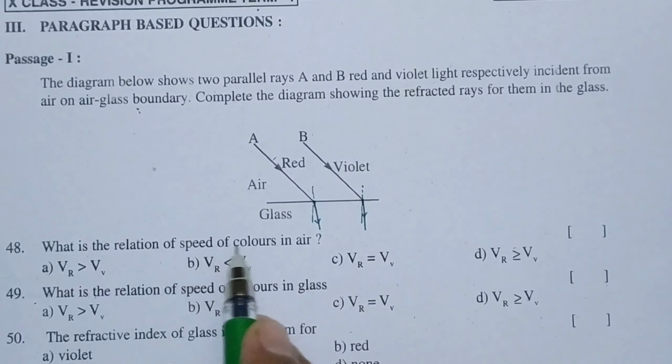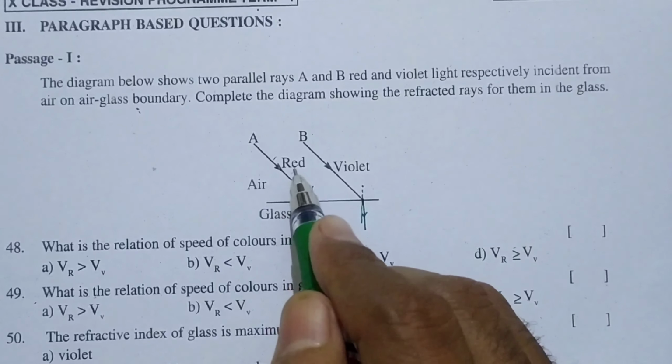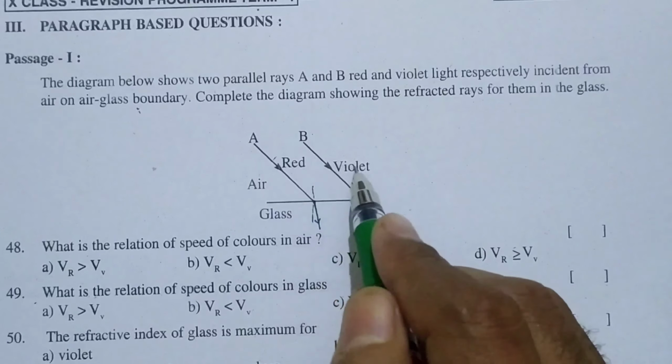What is the relation of the speed of the colors in air? As we know, the speed of red is always greater than the speed of violet. So option A is the right answer.